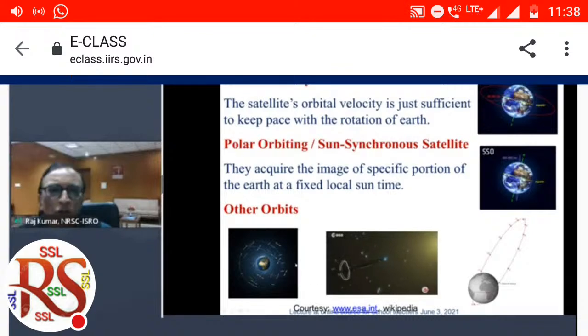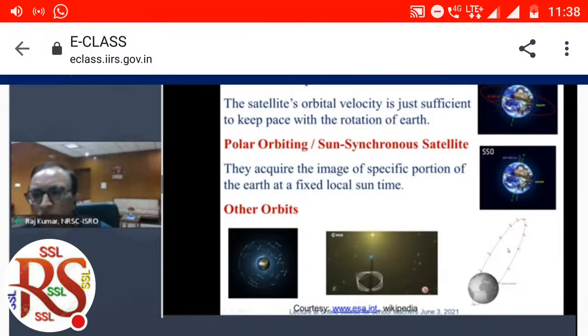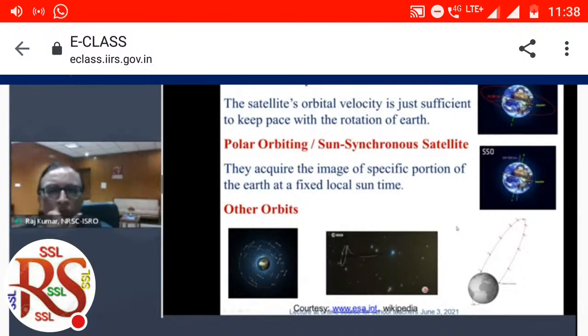There are many other orbits, such as geosynchronous orbits and the Molniya orbit, a very highly elliptical orbit, basically for seeing the high latitude regions. But mostly we use geostationary and polar orbiting satellites for that.